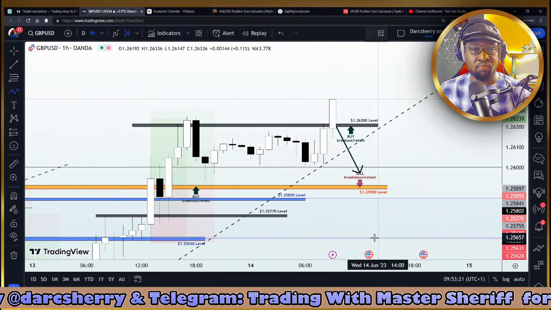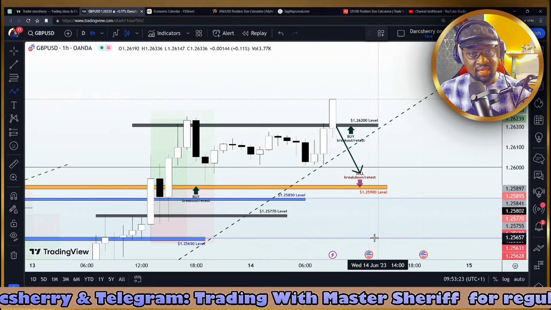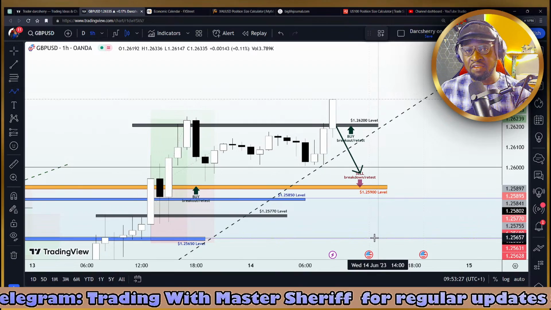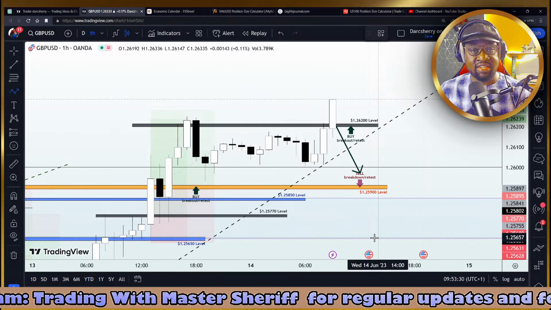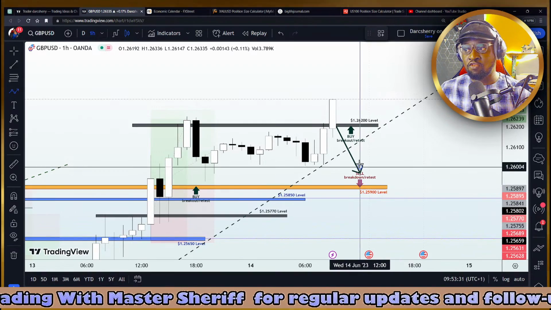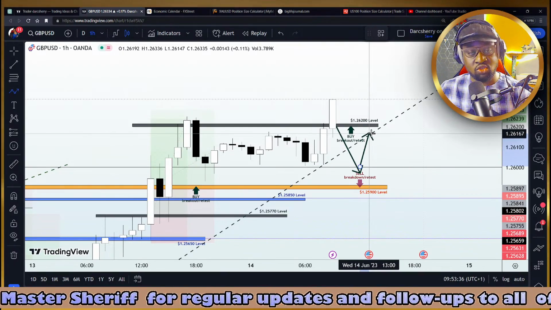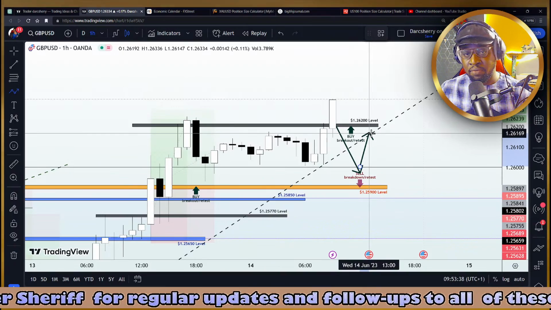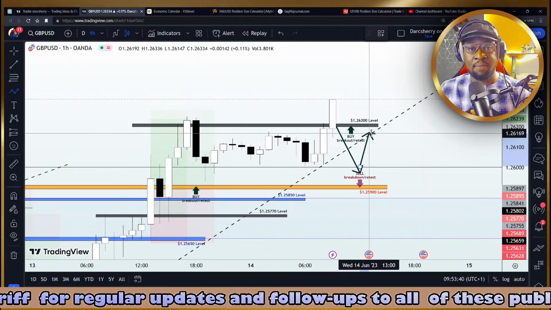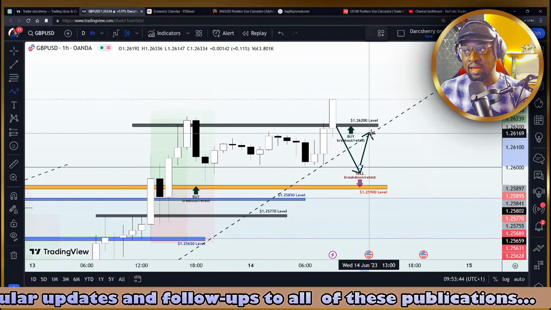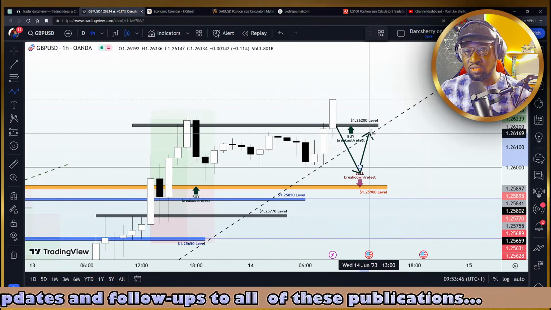So once we have a breakdown of the trend line, we want to scale down into our lower time frame. It could be the 5 minutes, 10 minutes, 15 minutes time frame, or even as low as a 3 minutes time frame, to look out for retest of either the trend line that was broken or the 1.2620 level. But most importantly, we want to see signs that buyers are finding it difficult to climb back above the trend line and the level at 1.2620.